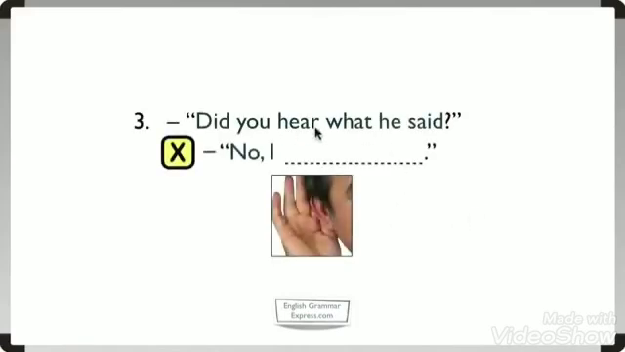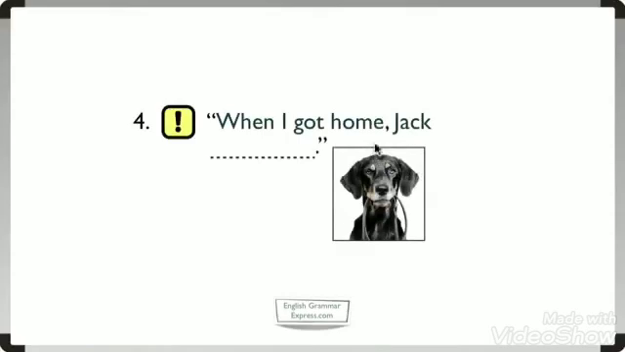Number 3 now. Did you hear what he said? Answer, no, I something. Well, the verb here is to listen. We want this in the negative form of past continuous with I. And the sentence is, no, I wasn't listening. Again, we have past simple in the middle of past continuous. Number 4. When I got home, Jack something. Well, the verb we have here is to wait. We want this in the positive form, and we want it with Jack, or the third person. So this is, when I got home, Jack was waiting.